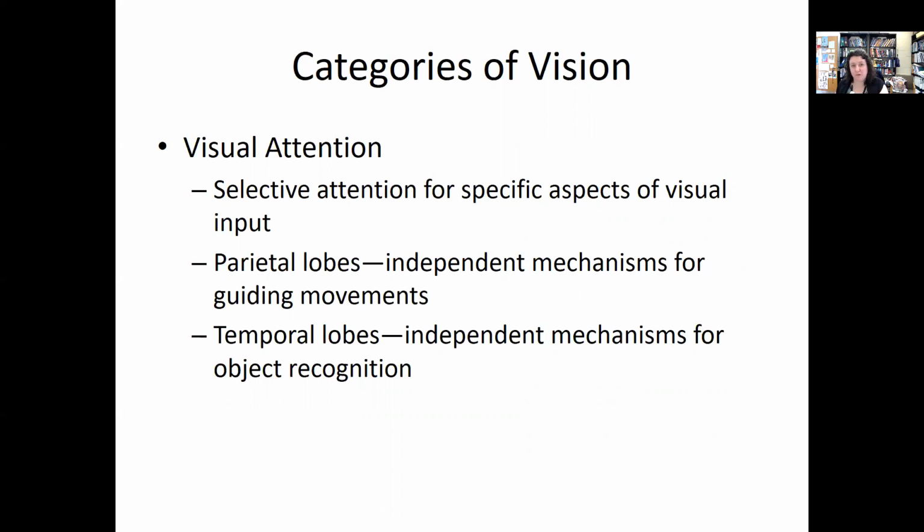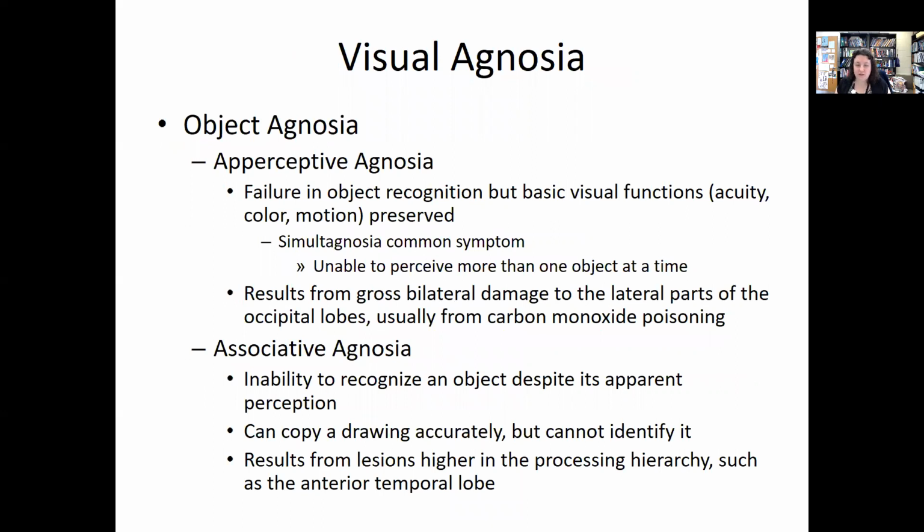So the next thing we're going to talk about are the agnosias, and these are difficulties in vision, and in particular, often with that visual recognition. So the first one that we're going to talk about is apperceptive agnosia. So this is a deficit in the ability to develop a percept of the structure of an object or objects.